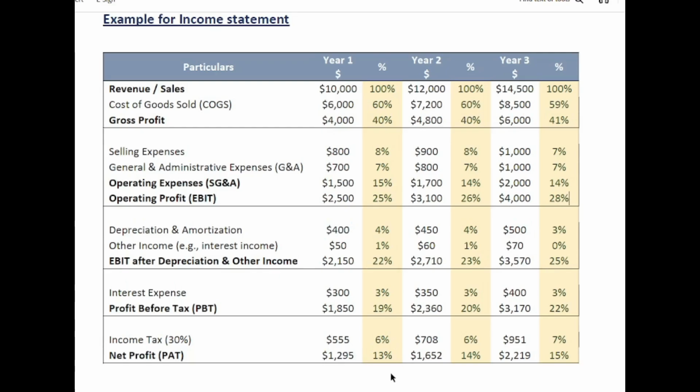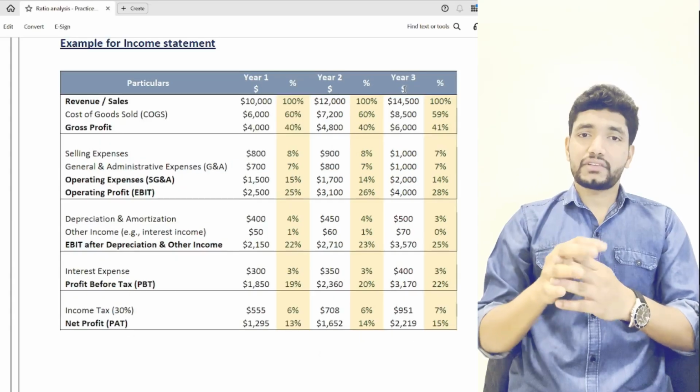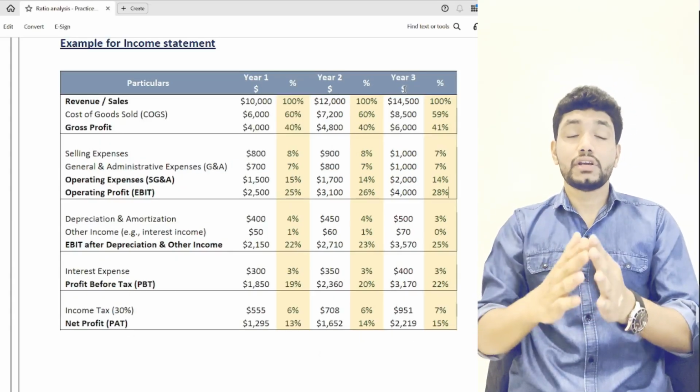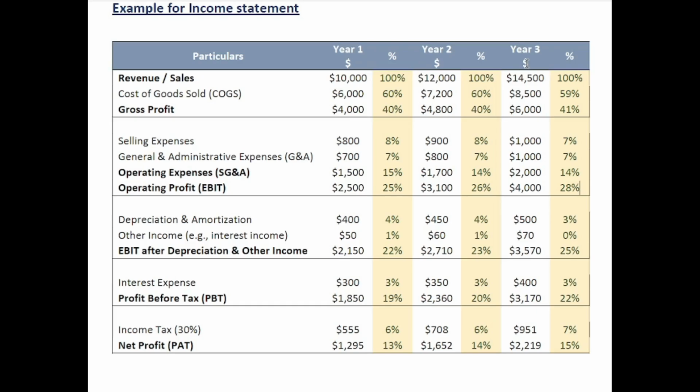In the beginning the net profit is 30% of sales, in year 2 it becomes 40%, and in year 3 it becomes 15%. In this analysis we can see that this business is growing and showing good profitability in year 3 when comparing with years 1 and 2.